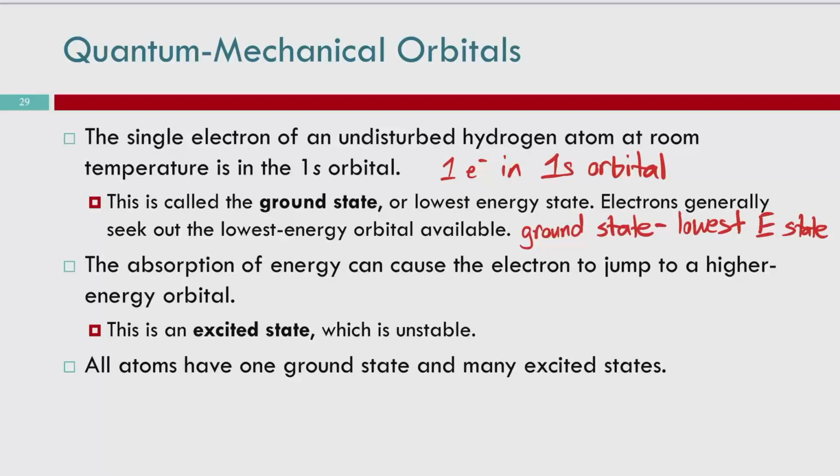So our ground state, there's one ground state. There's only ever one ground state for anything. That's our lowest energy option. So for hydrogen, that's one electron in the 1s orbital. You can add energy into the system to bump it out of the 1s orbital.